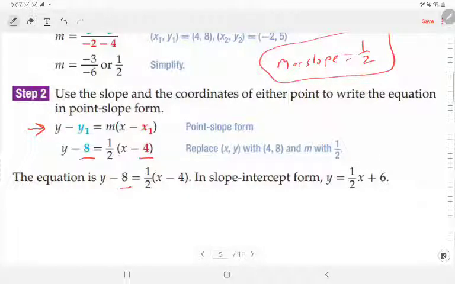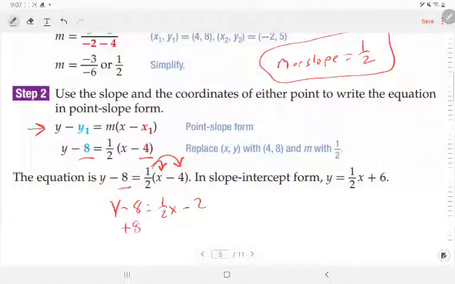Well, that would give me y minus 8 equals 1/2 times x, 1/2 times negative 4. You have to distribute, okay? Remember, with parentheses, you have to distribute out. So that would give me y minus 8 equals 1/2 x minus 2.